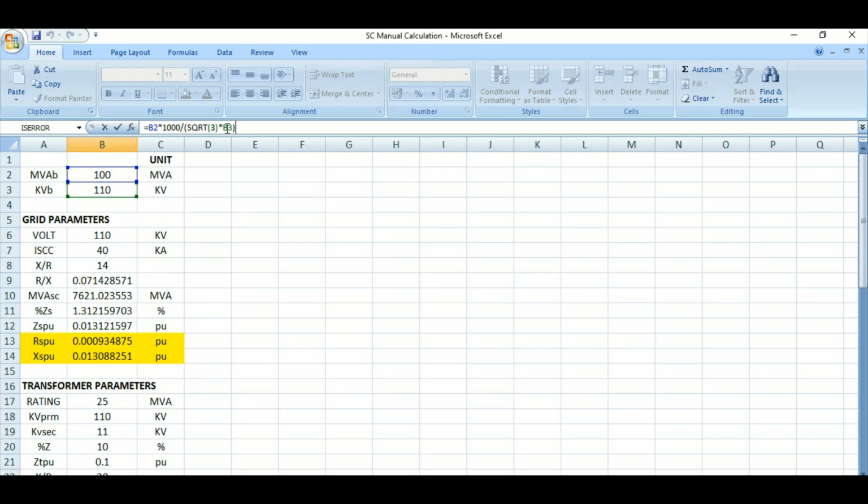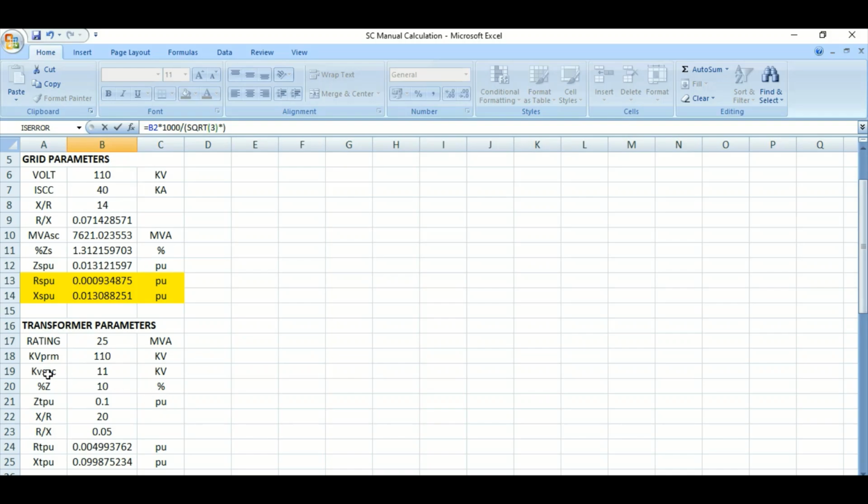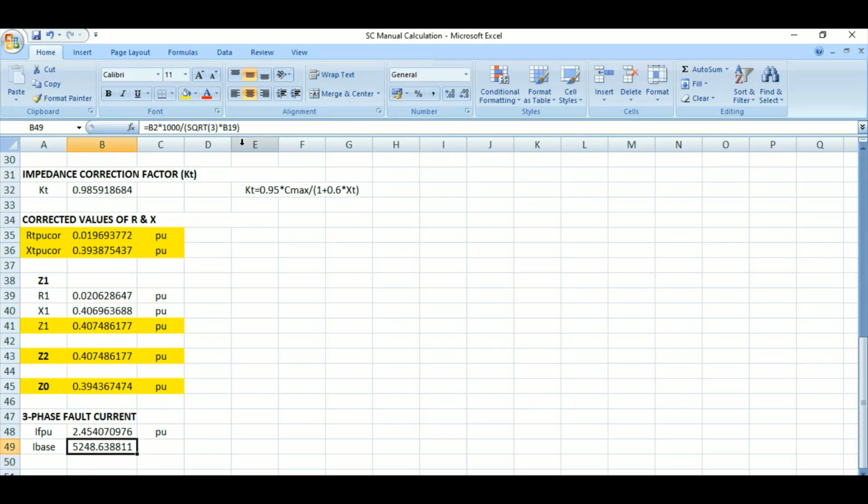Sorry, this is not the kV. We need to consider the base kV because we are considering a fault at the 11 kV system, so it will not be this base kV. We are considering the 11 kV side, so now the base kV should be 11, right? And this multiplied by 1000 would give ampere, but we need to mention it in kiloampere, so this 1000 will not be there. I will clarify this point.